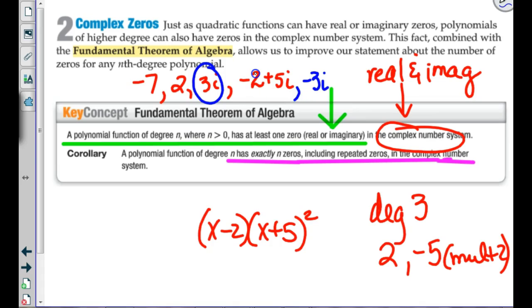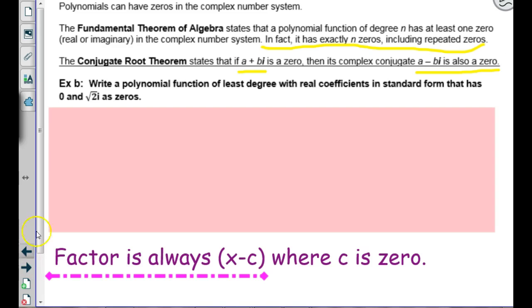What is the conjugate of -2 plus 5i? Yes. If -2 plus 5i is a 0, then -2 minus 5i would have to be a 0. They have to come in conjugate pairs. All right. You have this example, but maybe it's done or not done on your paper. Is it already done for you?